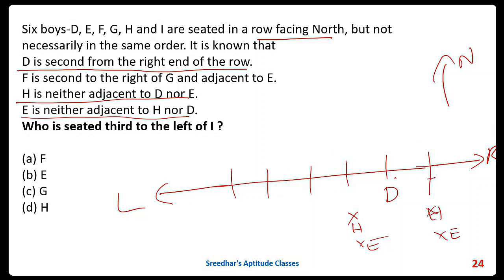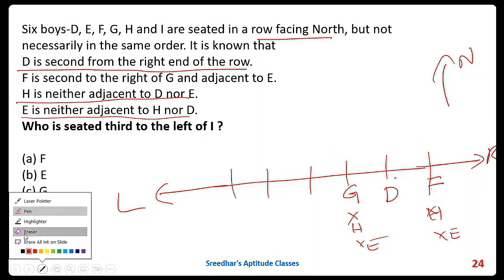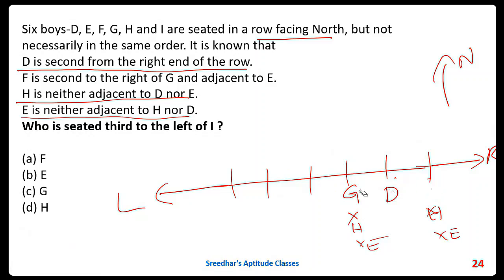If I take F here and G here, F is second to the right of G and adjacent to E. F has to be adjacent to E, so that point is violating here, right? So F is second to the right of G and adjacent to E. So I am taking E here.